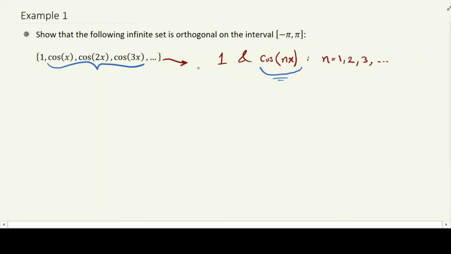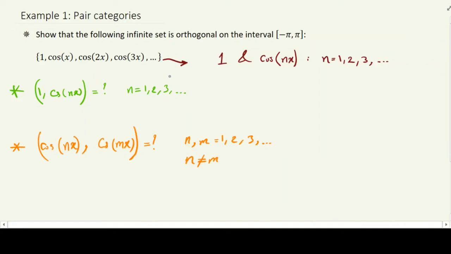So right now, by doing this, we have just two classes of functions. One of them is just 1, so this class has just one member, and the other class is cosine nx with infinite numbers. So what is the advantage of doing this? By classifying all these functions into two classes of 1 and cosine nx, our job is going to become much easier. So we just need to find the inner product of 1 and any member of cosine nx, which is going to be this scenario.